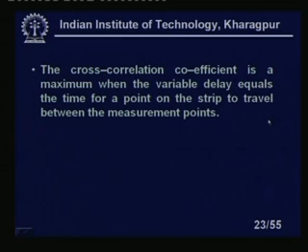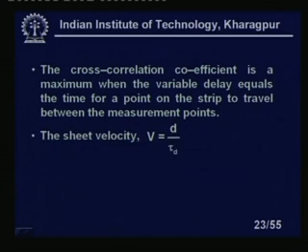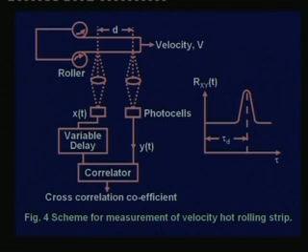The cross correlation coefficient is maximum when the variable delay equals the time for a point on the strip to travel between the measurement points. Now, the sheet velocity will be d divided by tau d, because actually I will vary the delay, and when I get the peak, I will measure this tau d. So d divided by tau d, from the cross correlation coefficient, will give you the velocity of the rolled steel.